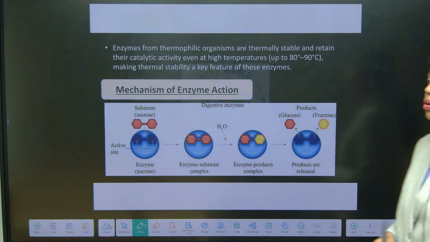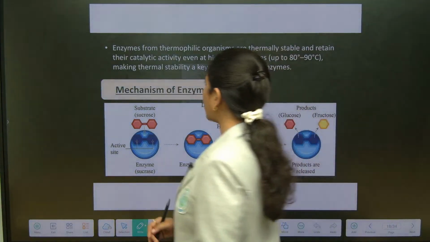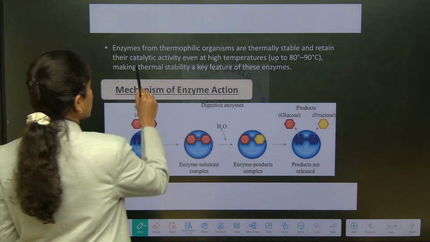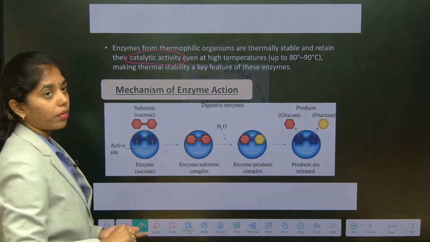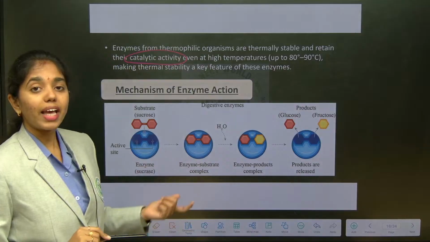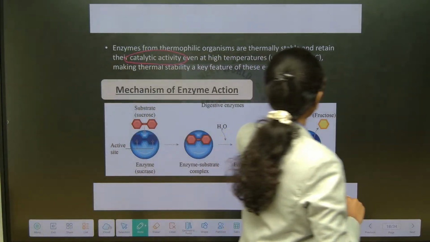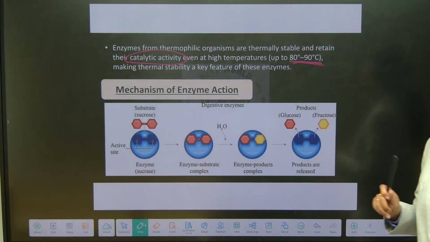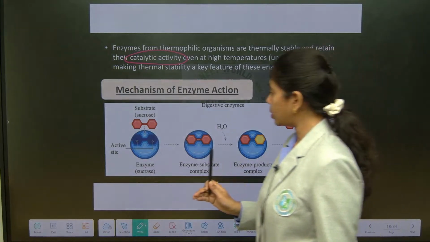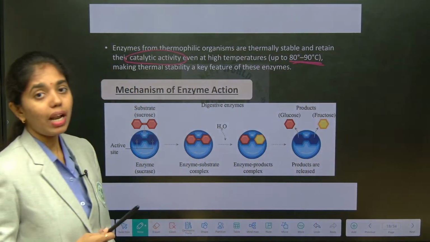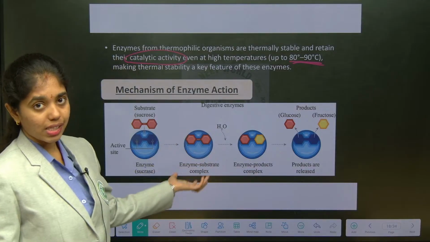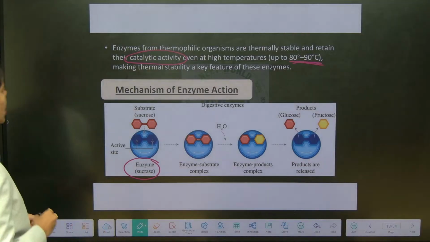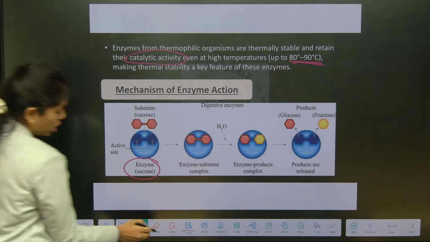Now we will move on to enzymes from thermophilic organisms. These are thermally stable. These are biocatalysts only, derived from thermophilic organisms. They will work efficiently at high temperatures, up to 80 to 90 degrees Celsius. Now we will look at the mechanism of enzyme action. First you see briefly how enzymes will act. What is the mechanism of enzyme action?